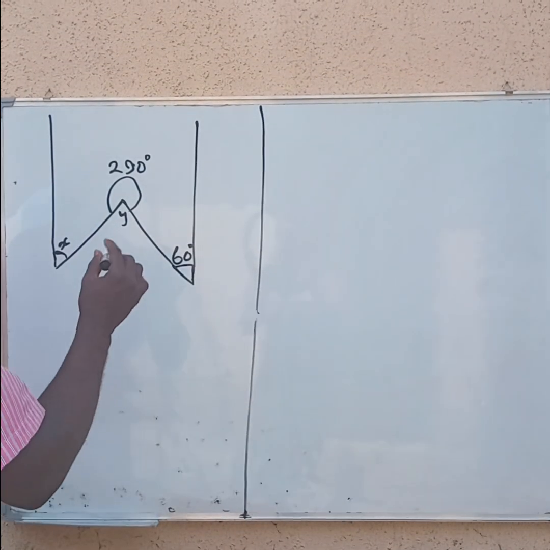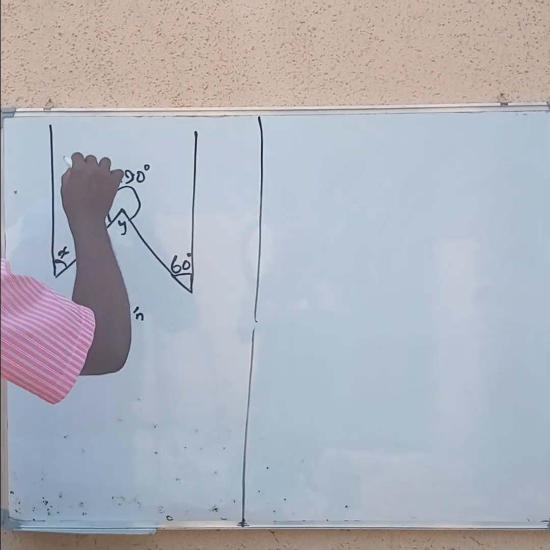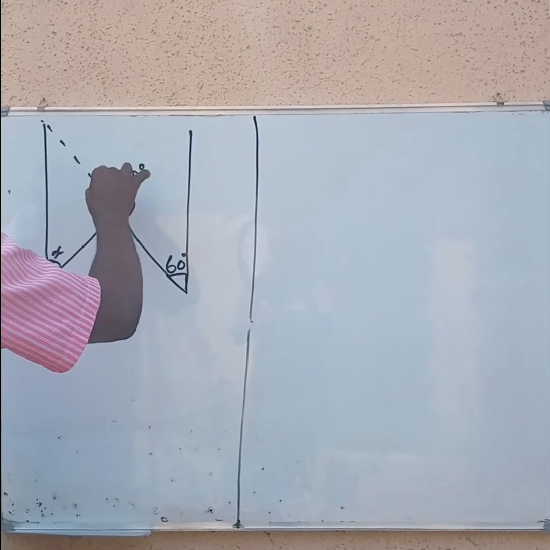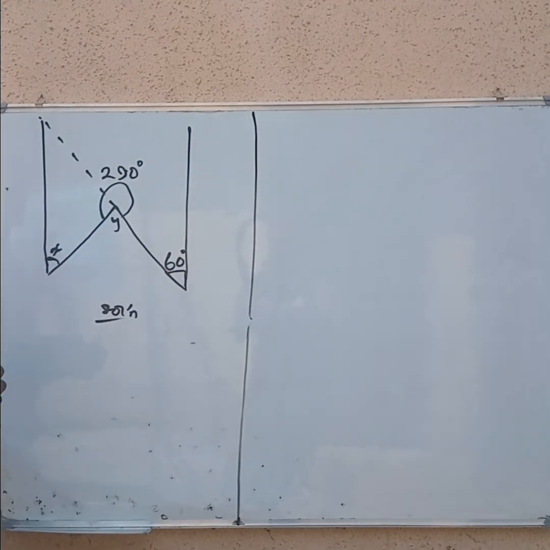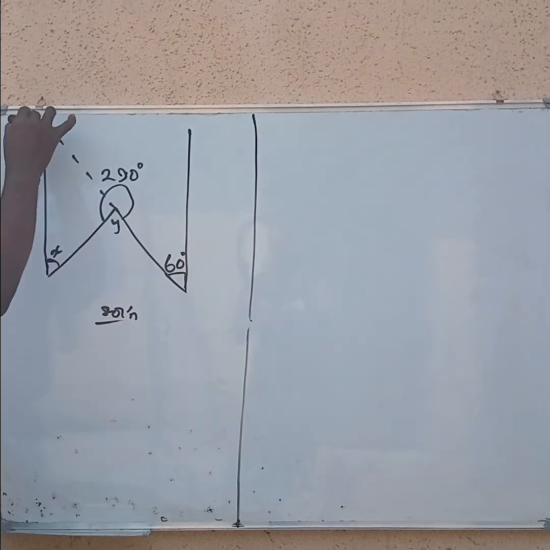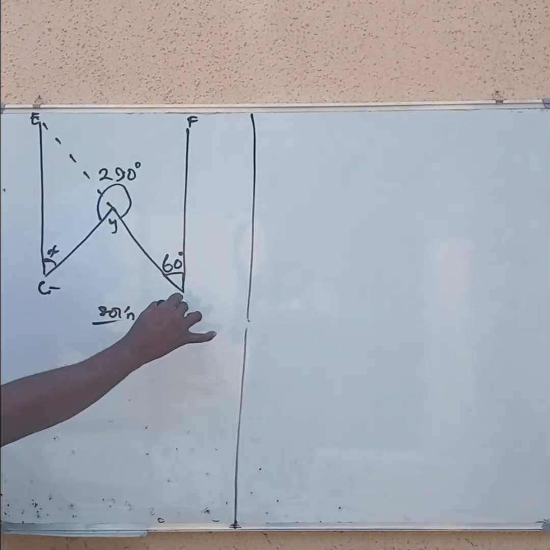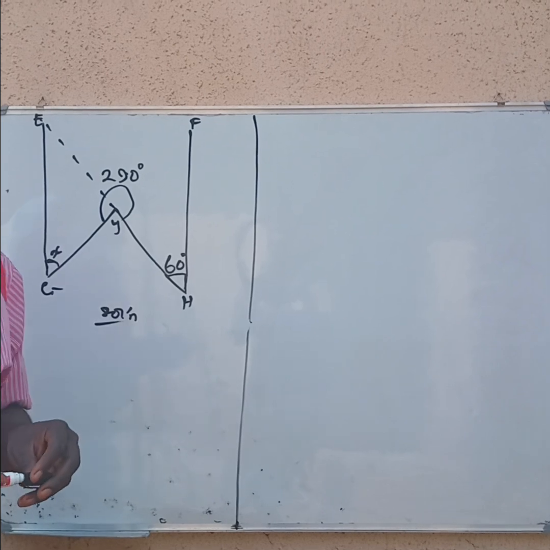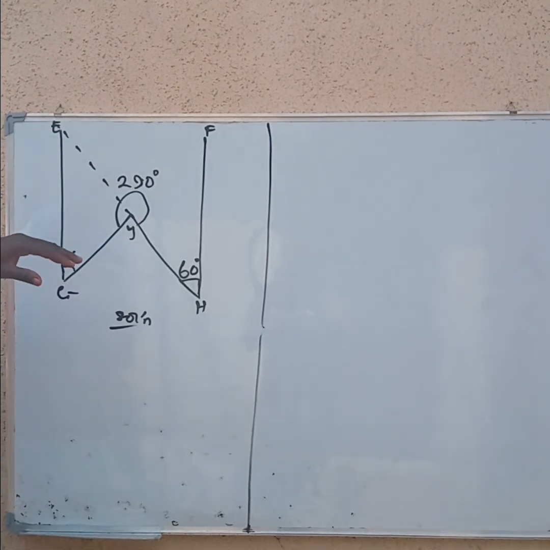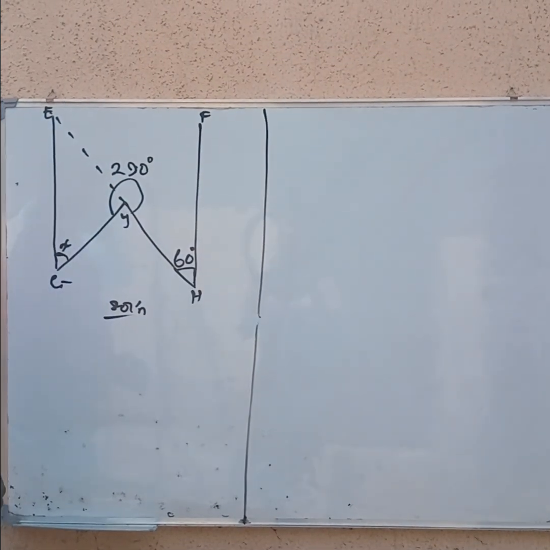If I have my ruler, for me to solve, first I say what? Solution. I have to reconstruct this. I've reconstructed this. What I'll do, I can say that this is my E, this is my F, this is my G, this is my H. Are we together? Yes, we are.